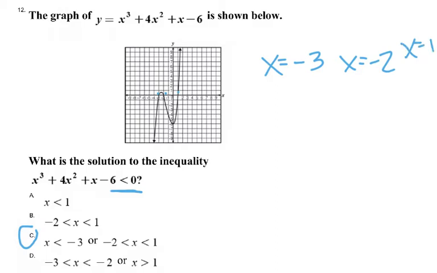Okay. So it's not A because it doesn't even say all 3 numbers. It's not B because it doesn't say all 3 numbers. But if you look at that first point, that -3, it's below 0 anytime it's to the left of -3. Alright, and then anytime x is between -2 and 1, it's also below 0. So that's why it's answer choice C.